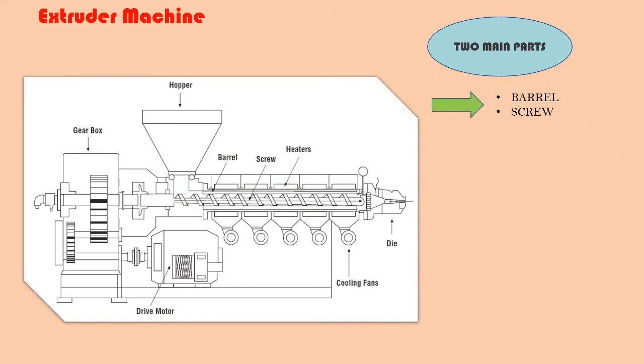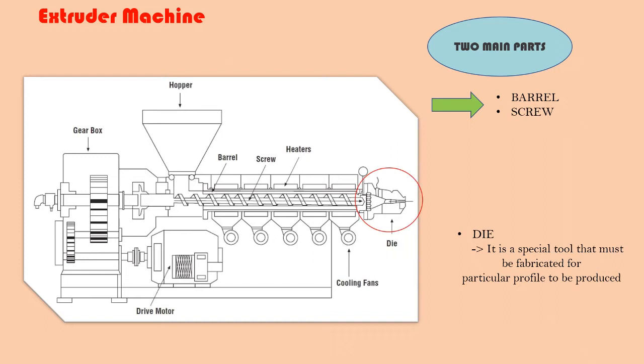There is another important component in the extruder machine, which is the die. It is a tool that must be fabricated for a particular profile to be produced.